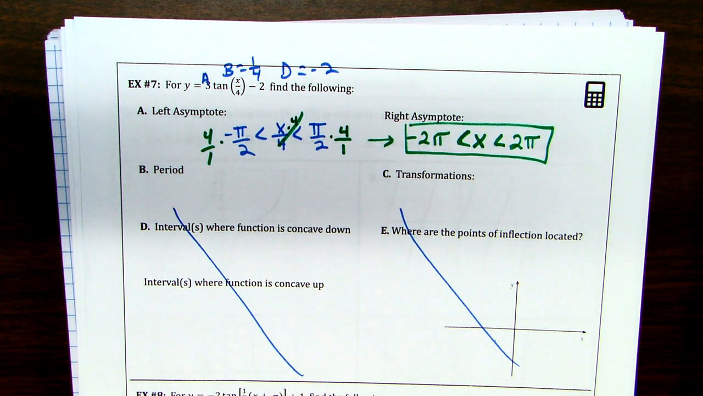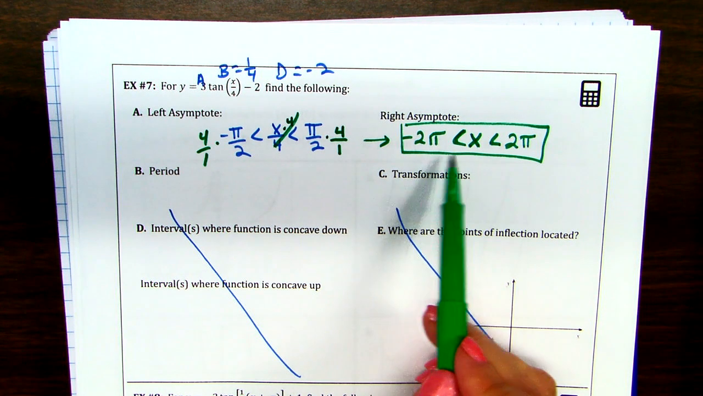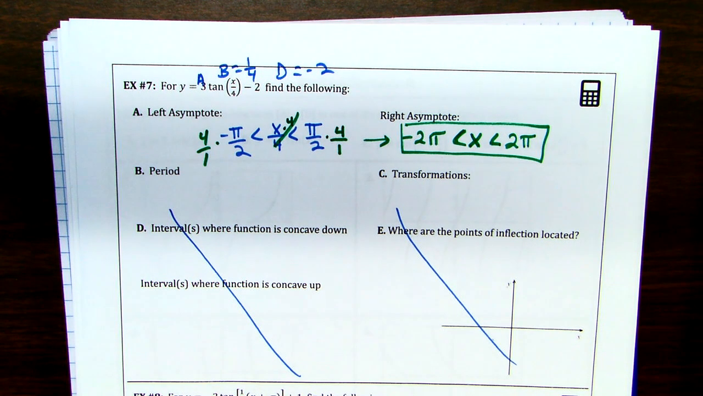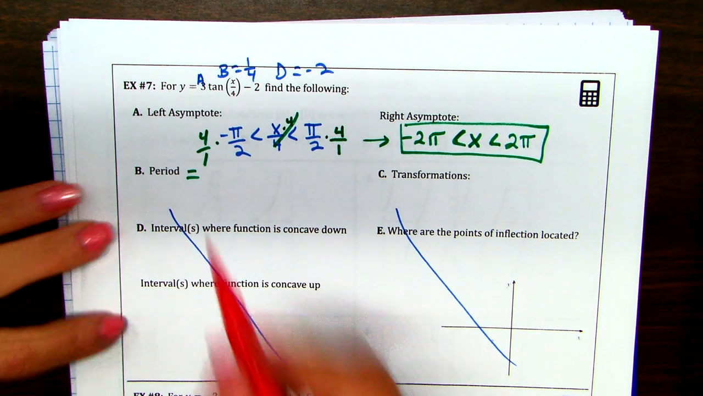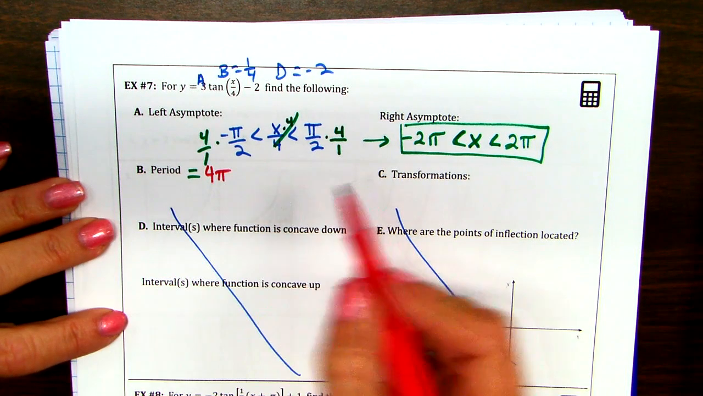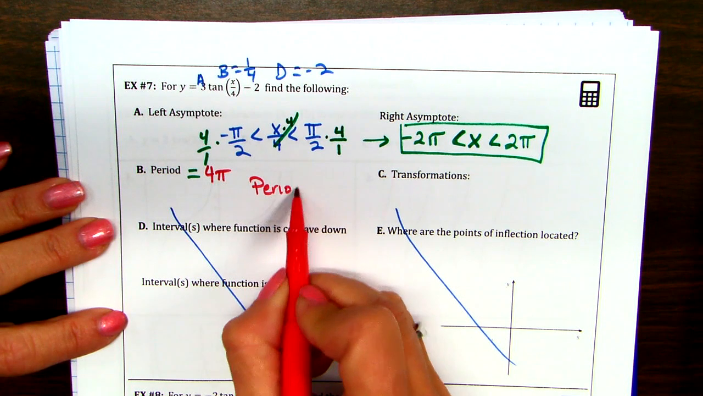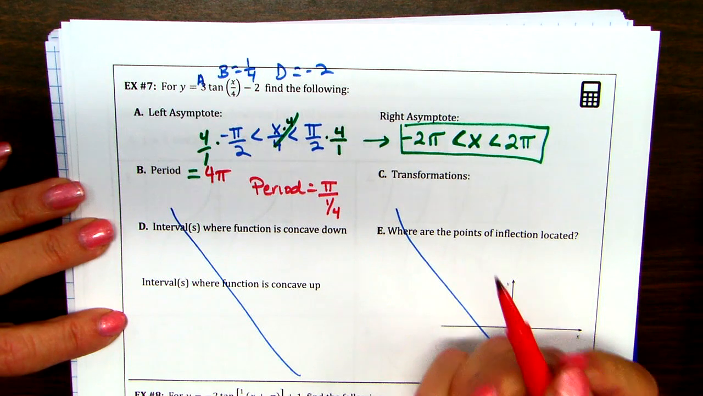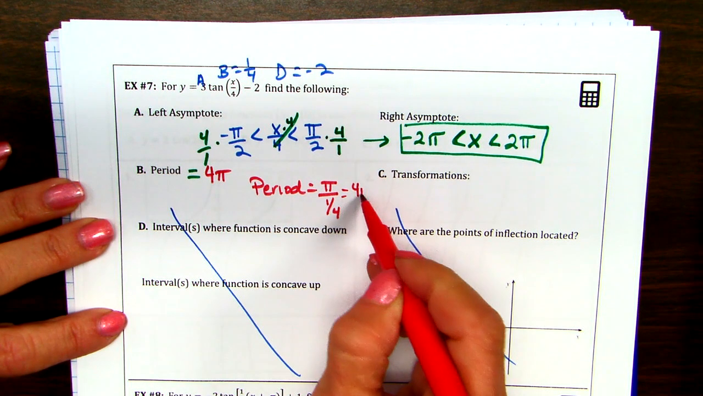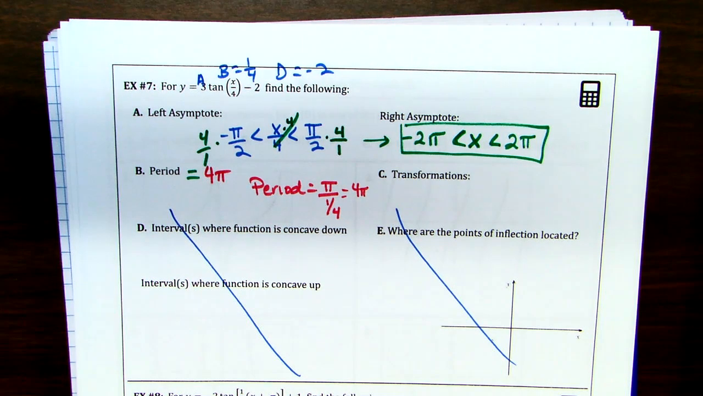What's the period? Well, a couple different ways you could do this, right? Some of you might be able to just look at that and say, oh, well, that's where my asymptotes are, negative 2 pi to 2 pi. How big is that? 4 pi, right? If you didn't catch that, remember, you have a formula. To find the period, we do pi divided by b. Keep, change, flip, you get 4 pi. So either way, perfectly fine.